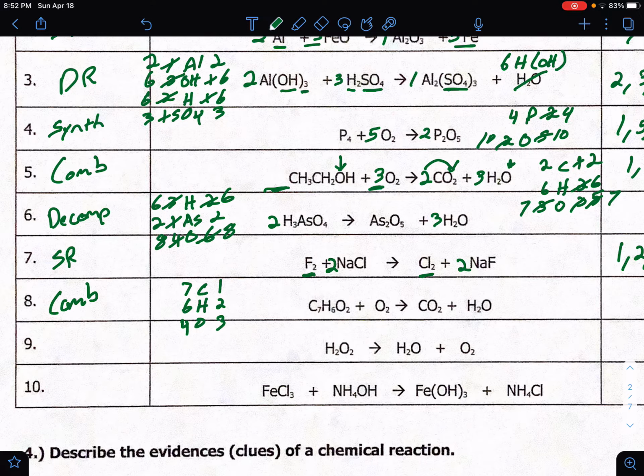I'm going to start with carbons. I need 7 on the right, so I'm going to put a 7 right here. That changes this to 7. Also, it changes my oxygen: 7 times 2 is 14, plus this 1 gives me 15. Okay, I'm going to move on to hydrogens.